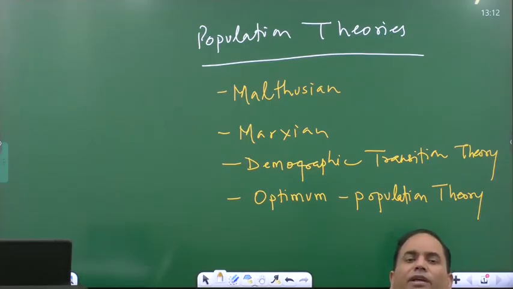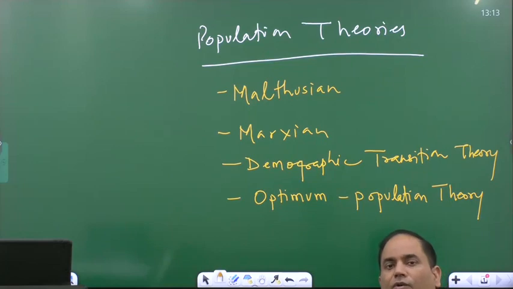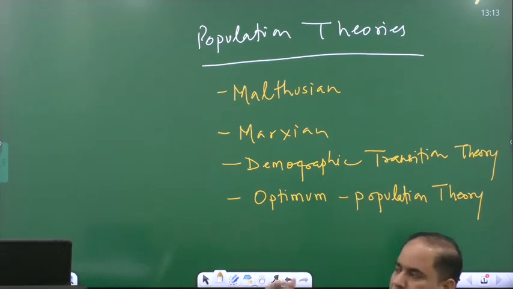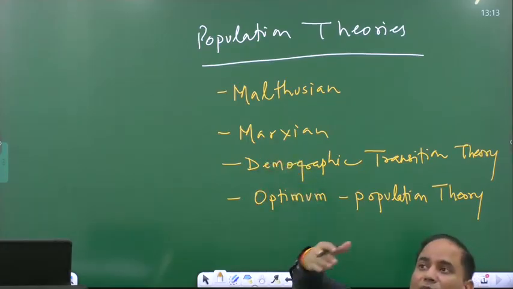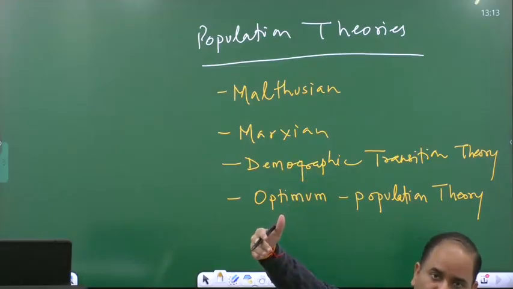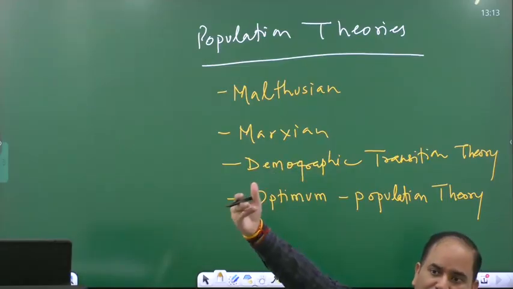Optimum population is more of an economic concept, an economic theory, but it is part of our syllabus, so we will also study it. Optimum population, underpopulation, and overpopulation were not really population concepts, they were economic concepts. Later on, one more theory was given, which is considered the modern version of Malthus. We call it Neo-Malthusian.